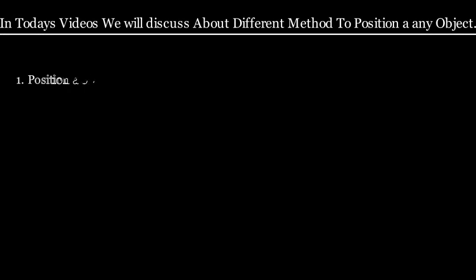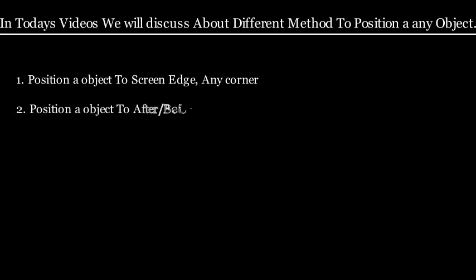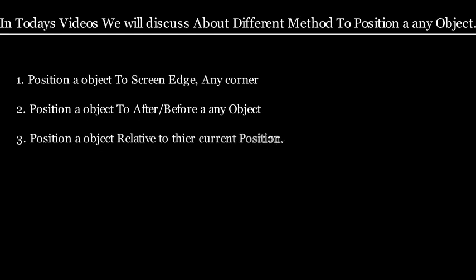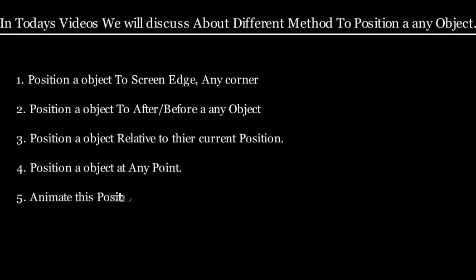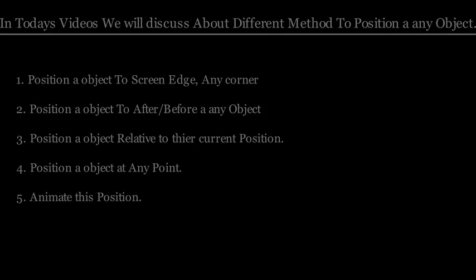In today's video we will discuss different methods to position any object. 1. Position an object to a screen edge or any corner. 2. Position an object after or before any object. 3. Position an object relative to its current position. 4. Position an object at any point. 5. Animate this position. Let's start our first topic.